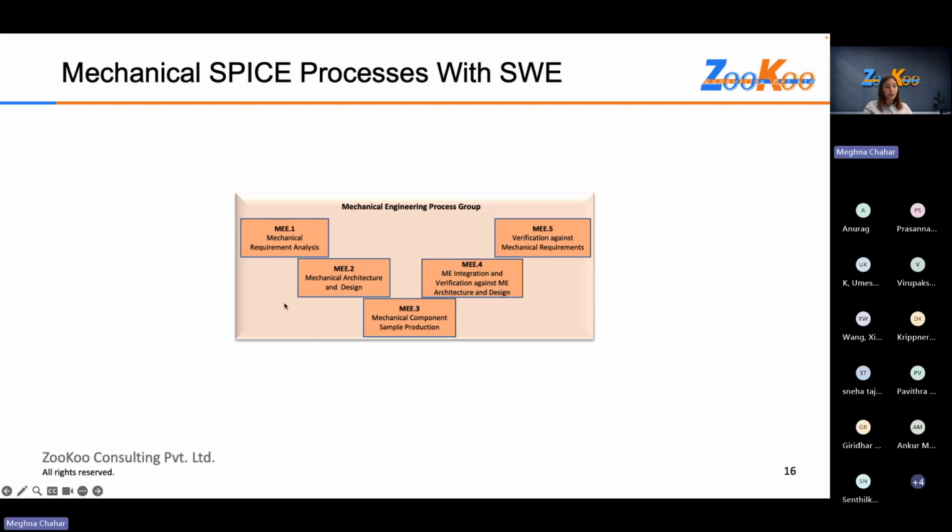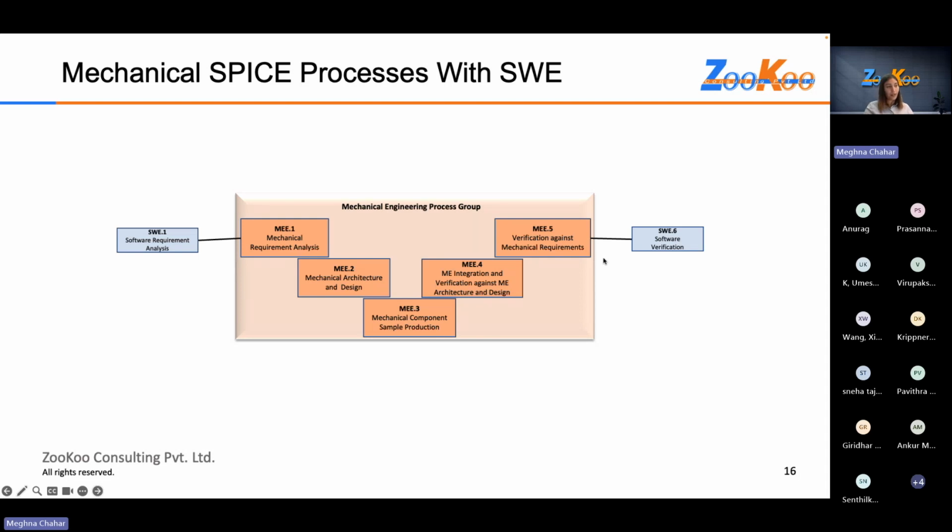For the first one, MEE1, mechanical requirements analysis, it is almost similar from the principle point of view and from the structure point of view. You will find it is very much like the software requirements analysis process. We need to write the software requirements. Same here, we need to write the mechanical requirements. We need to structure them, prioritize them, do the analysis, and do a feasibility analysis. We need to do traceability, everything in line with SWE.1. On the right-hand side, MEE5, verification against mechanical requirements, is very much similar to software verification.